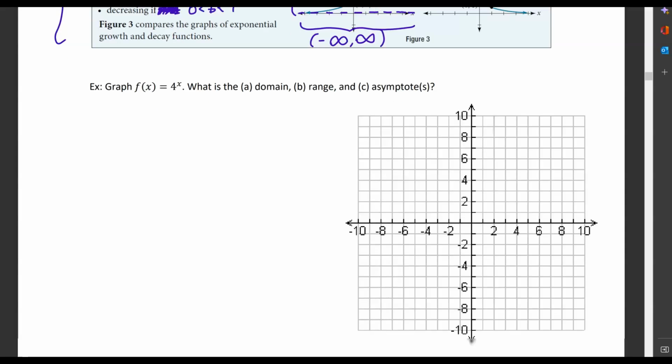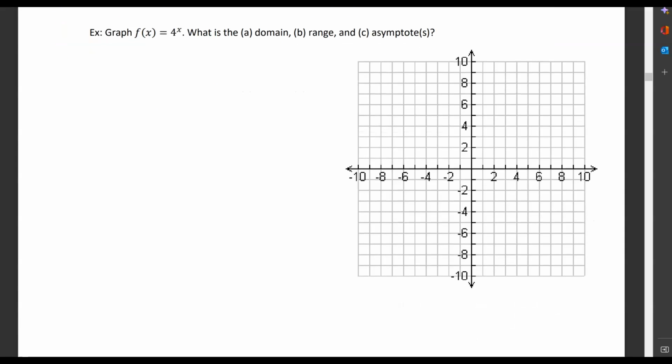All right, let's look at the first example. We're going to graph 4^x. What is A, the domain, B, the range, and C, intercepts that we may have? Okay, so if our base is 4, let's first look at this from a chart perspective. Here's our x, here's our f of x. If I plug in 0 here, 4 to the 0 power is going to give me 1. If I plug in 1, I'm going to get 4. If I plug in 2, now that's 4 to the second power, which is going to give me 16.